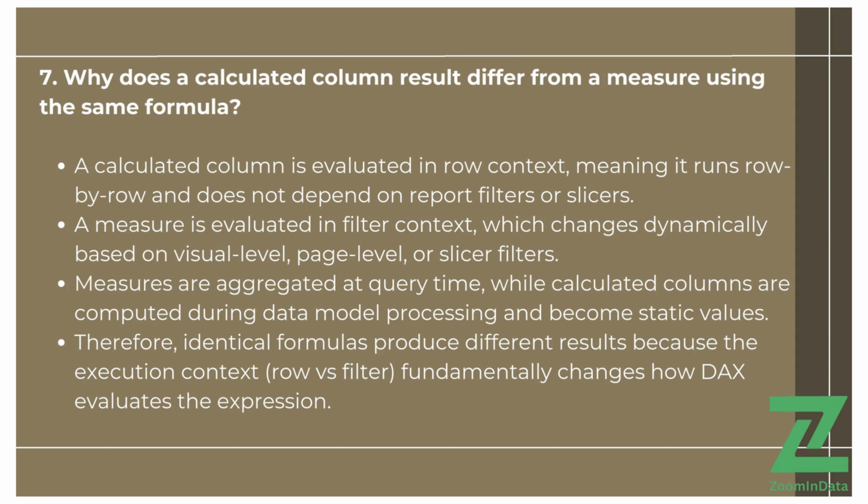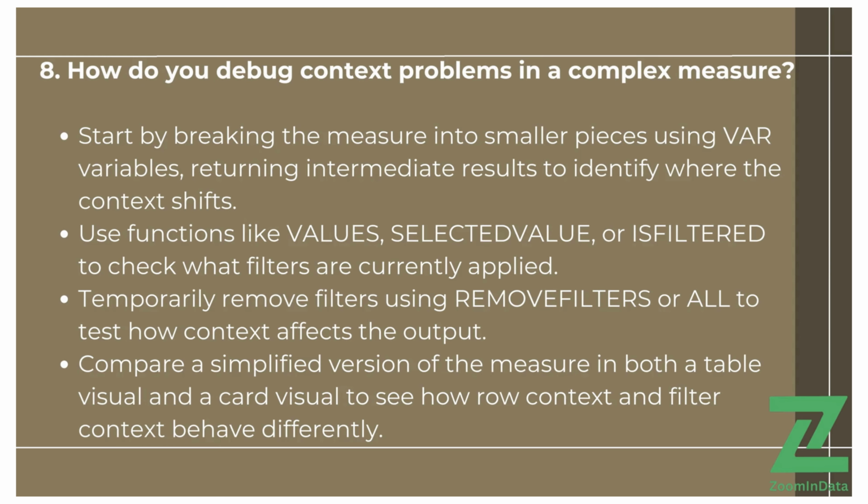Measures are aggregated at query time, while calculated columns are computed during data model processing and become static values. Therefore, identical formulas produce different results because the execution context, row versus filter, fundamentally changes how DAX evaluates the expression. Eighth question. How do you debug context problems in a complex measure?